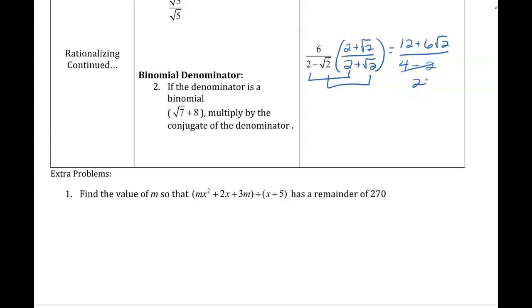Now we have to divide each of those terms in the numerator by the 2. We would end up with 6 plus 3 radical 2. Those are not like terms, so that's as far as I can go.